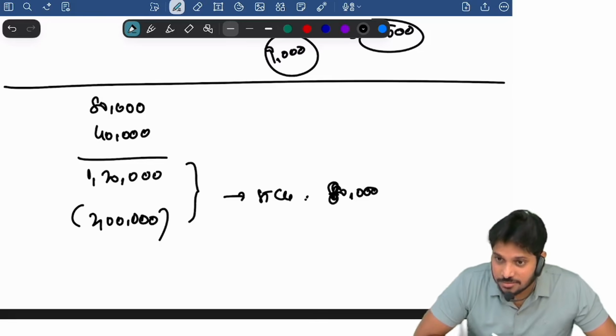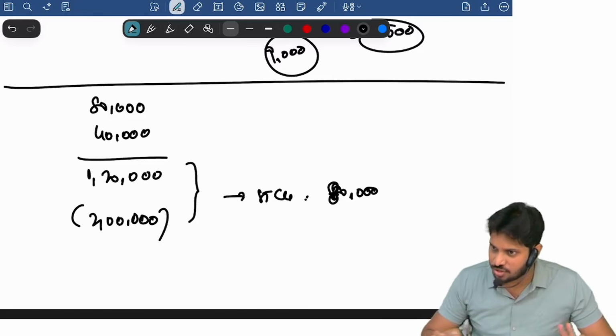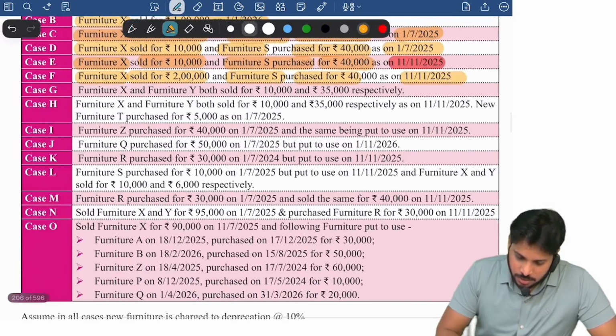Am I right? Below, the answer is given correctly. 80,000 rupees short-term capital gain. Yes or no? That's it. Next. Can I proceed further?